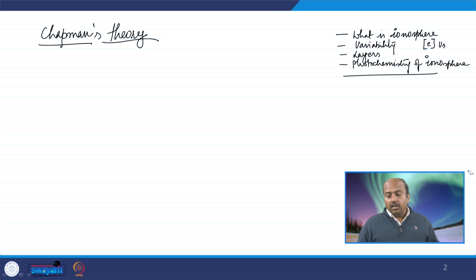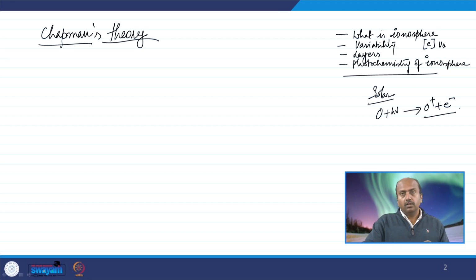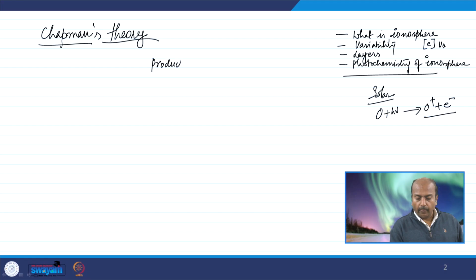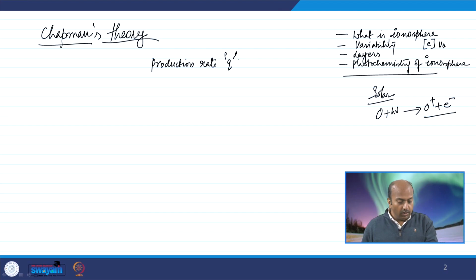Now, the basic idea is very simple. Solar radiation, in terms of XUV or X-rays or anything, ionizes the atoms and molecules, producing ions and electrons, right. So now we talk about the production rate. What is a rate? The number of electrons produced per unit time, and we call it the production rate. We define the production rate as Q. The rate at which electrons are produced at any altitude is proportional to the density of species. Do you agree?